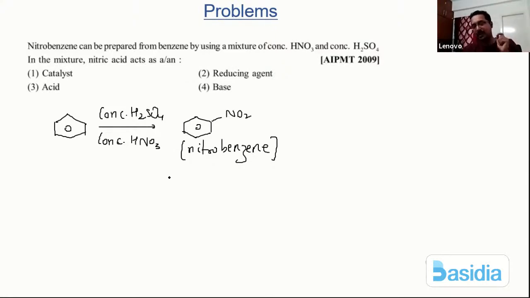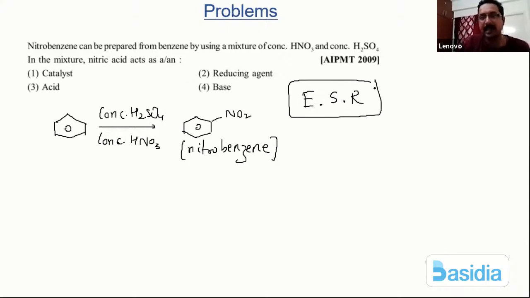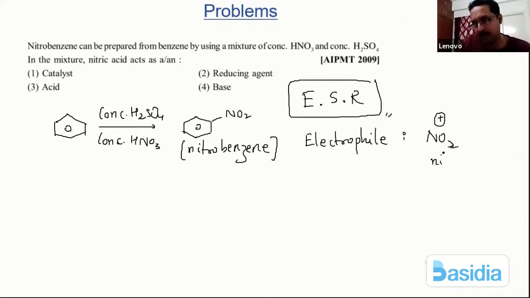So what exactly is happening here? Let us not forget that these are in the category of ESR reactions, correct? That means electrophilic substitution reactions. So in this reaction, there has to be a generation of an electrophile, and that electrophile is what? NO2 plus ion, the nitronium ion. Please make a note: there's a generation of a nitronium ion.